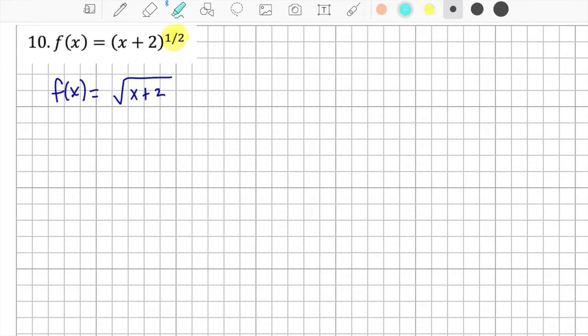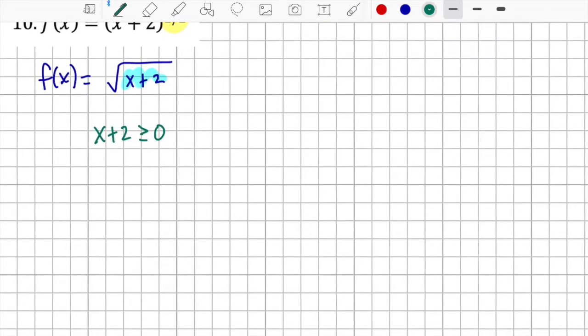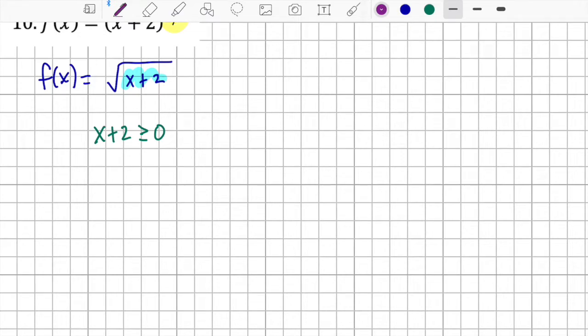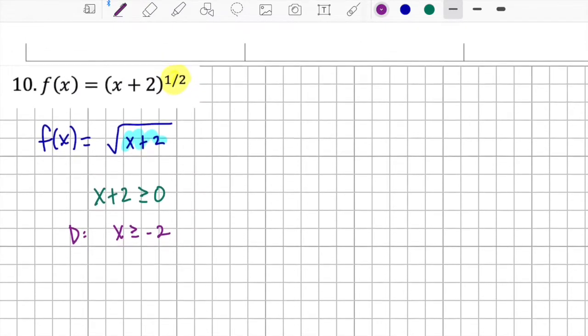To find the domain, you want to get whatever is inside the radical, in this situation x plus 2, and you set it greater than or equal to 0. Then we solve. If I solve for x, all I have to do is subtract. So x has to be greater than or equal to -2. So that basically is our domain. x has to be greater than or equal to -2.